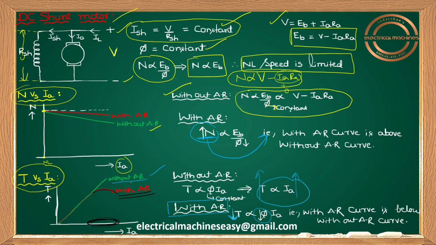So the with armature reaction curve is below the without armature reaction curve, and that is more dominant at large load conditions. This is for N versus IA and T versus IA.